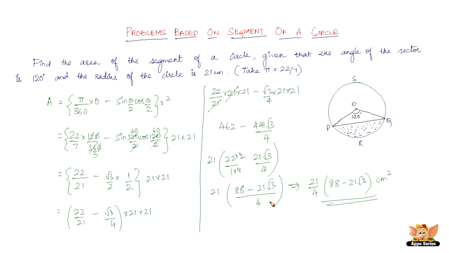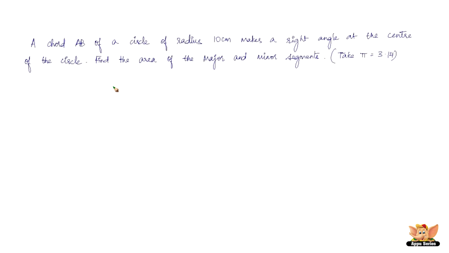So let's quickly solve another problem before we end this video. So here we've got another question which reads like this. Chord AB of a circle of radius 10 centimeters makes a right angle at the center of the circle. Find the area of the major and the minor segment. All right, so this is pretty similar to the previous problem, except that we have to find only the area of the minor segment of the previous problem.